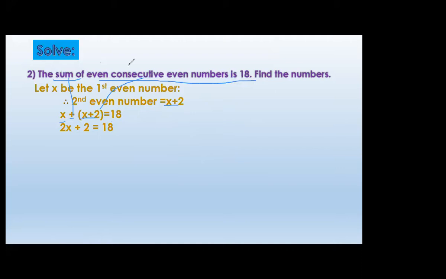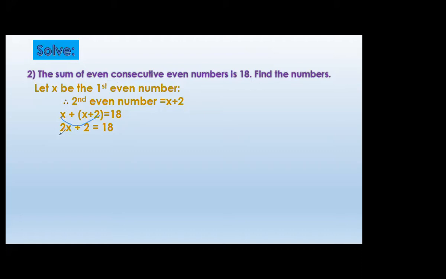Clear? Again I'm telling you, look at the simplification part. The first even number is x, the second even number is x plus 2, and the sum means plus, which is equal to 18. Clear everybody? Now we have to find the numbers. Bete, let's start the solution quickly.